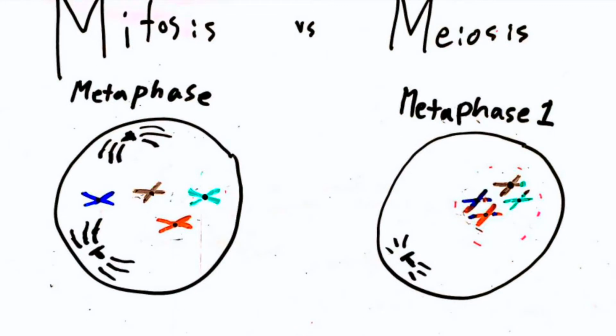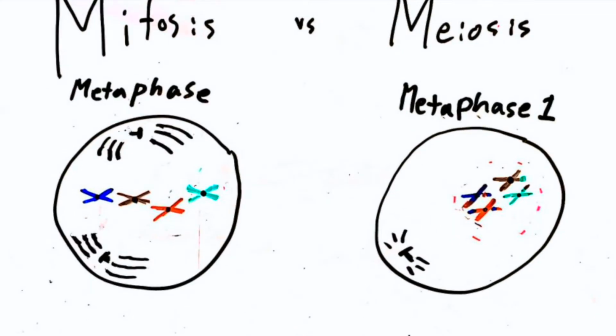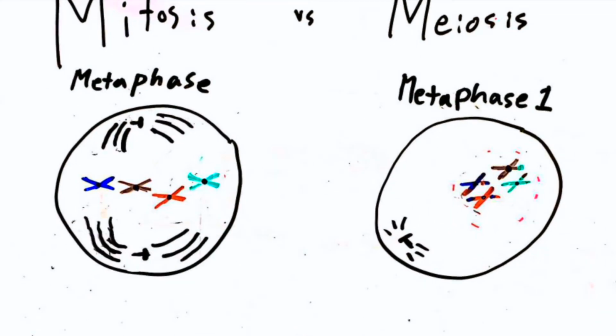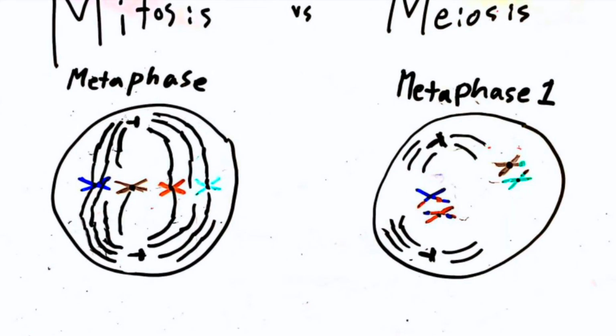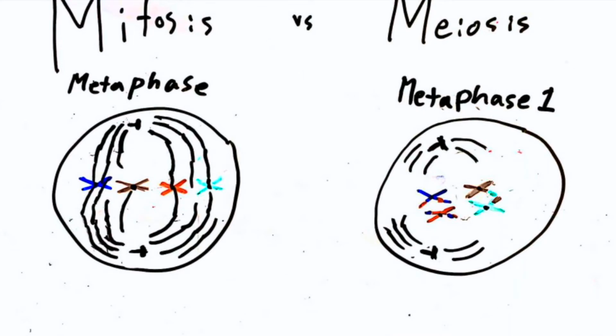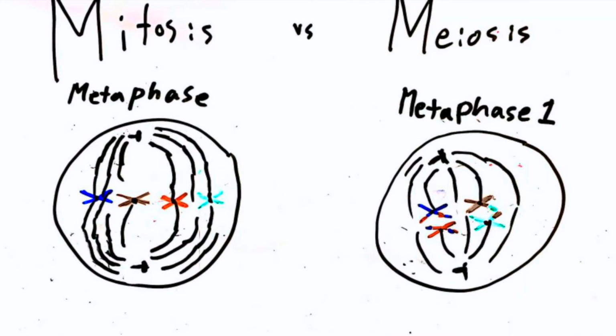Back in mitosis, metaphase is next, where chromosomes line up at the center of the cell, and centrioles move to opposite poles. In metaphase 1, homologous pairs of chromosomes line up across from each other instead of sister chromatids. This includes independent assortment, where chromosomes are randomly put on each side.